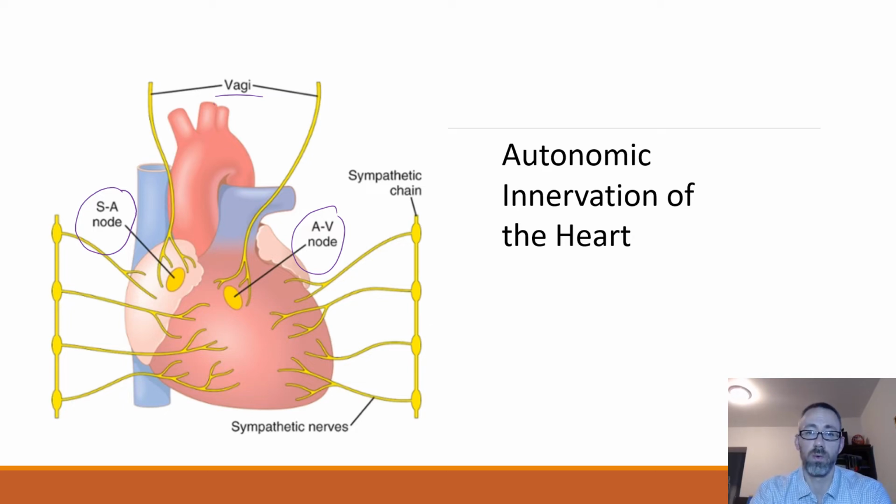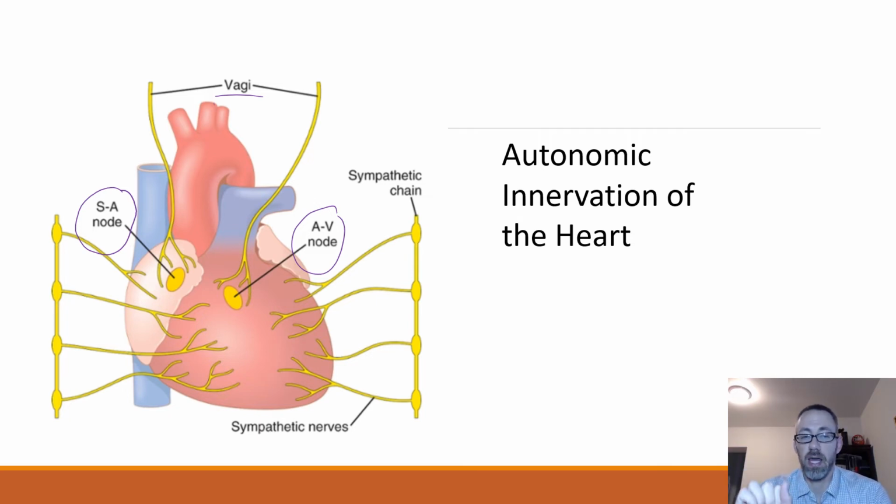It'll release acetylcholine, the effect of which is to slow the heart rate down. The vagus nerve primarily innervates, again, the SA and the AV node, as well as the atria, but there's very little parasympathetic input to the ventricles themselves.